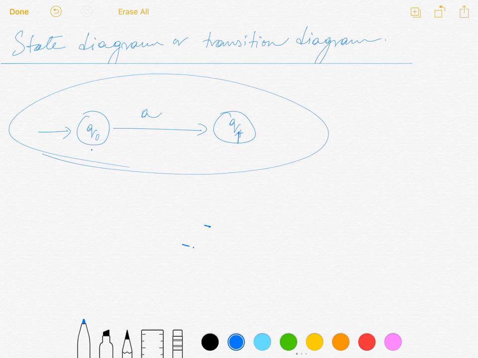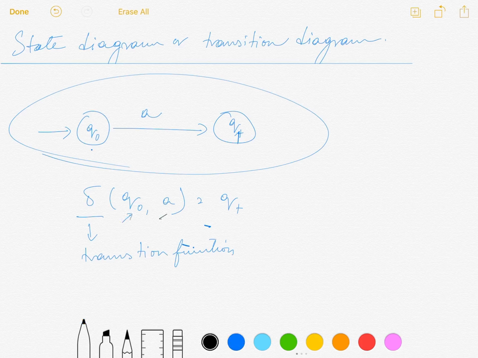Or in the form of a function, if I want to write this, I can write it as delta(Q0, A) = Q1. Delta is a transition function, which is applied on the Q0 state. After giving an input, it is changing its state to Q1.